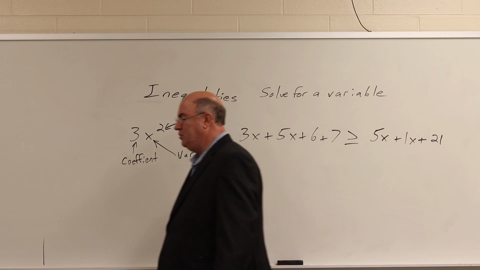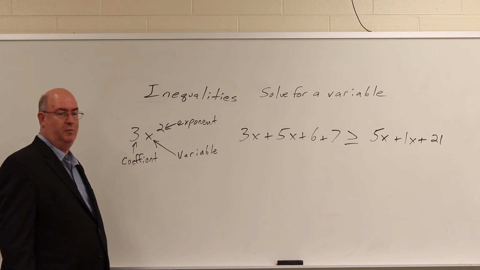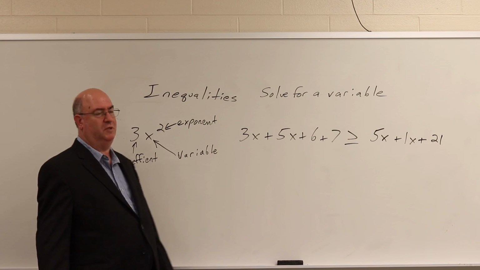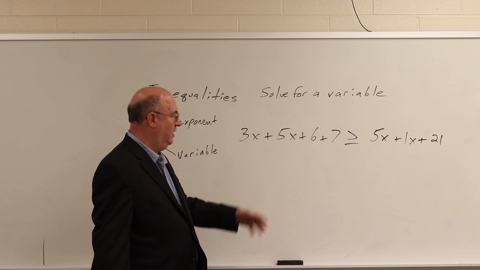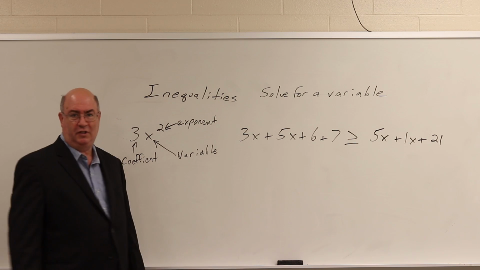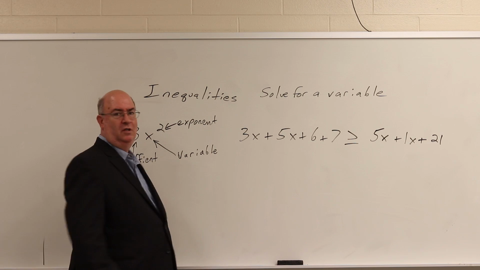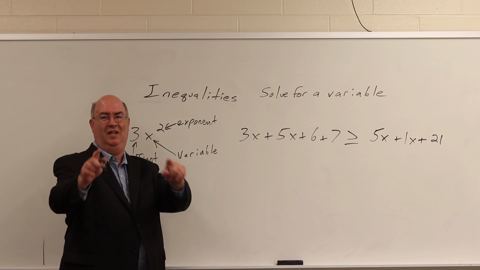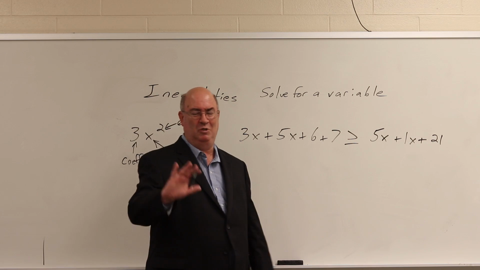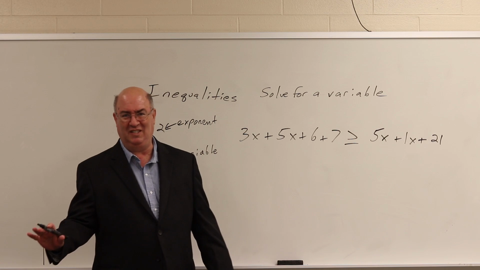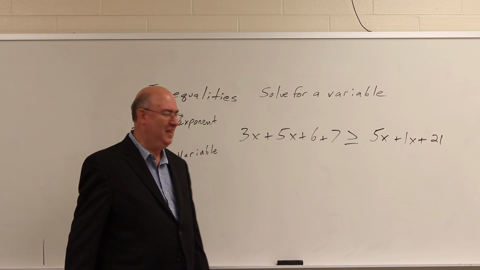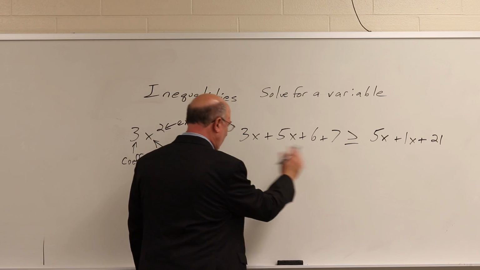Okay, here's some terms. Some are on the left, some are on the right. So 3x plus 5x plus 6 plus 7 is greater than or equal to the right-hand side. Okay, first things first, run and hide. No, kidding, it's math. We don't need to run and hide. We're just doing math. It's easy. Hopefully it's easy. We're going to make it easy. No run and hiding.